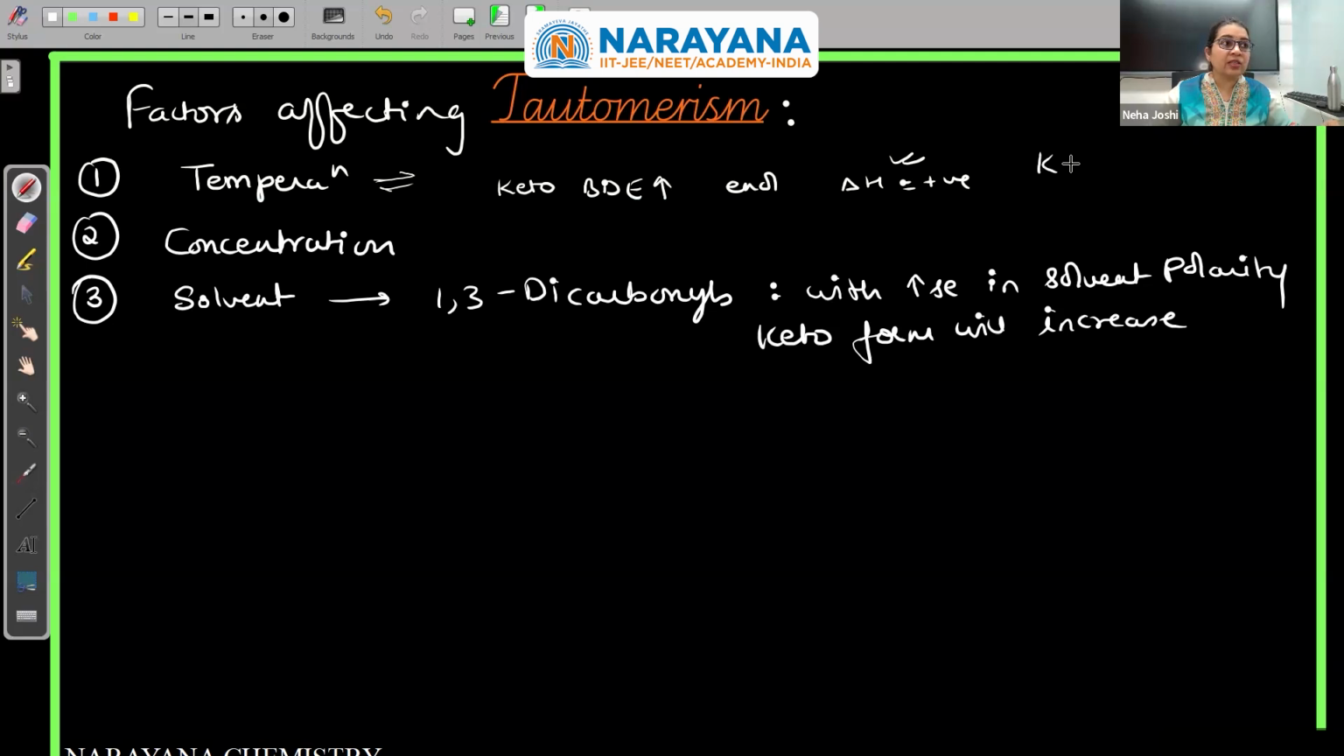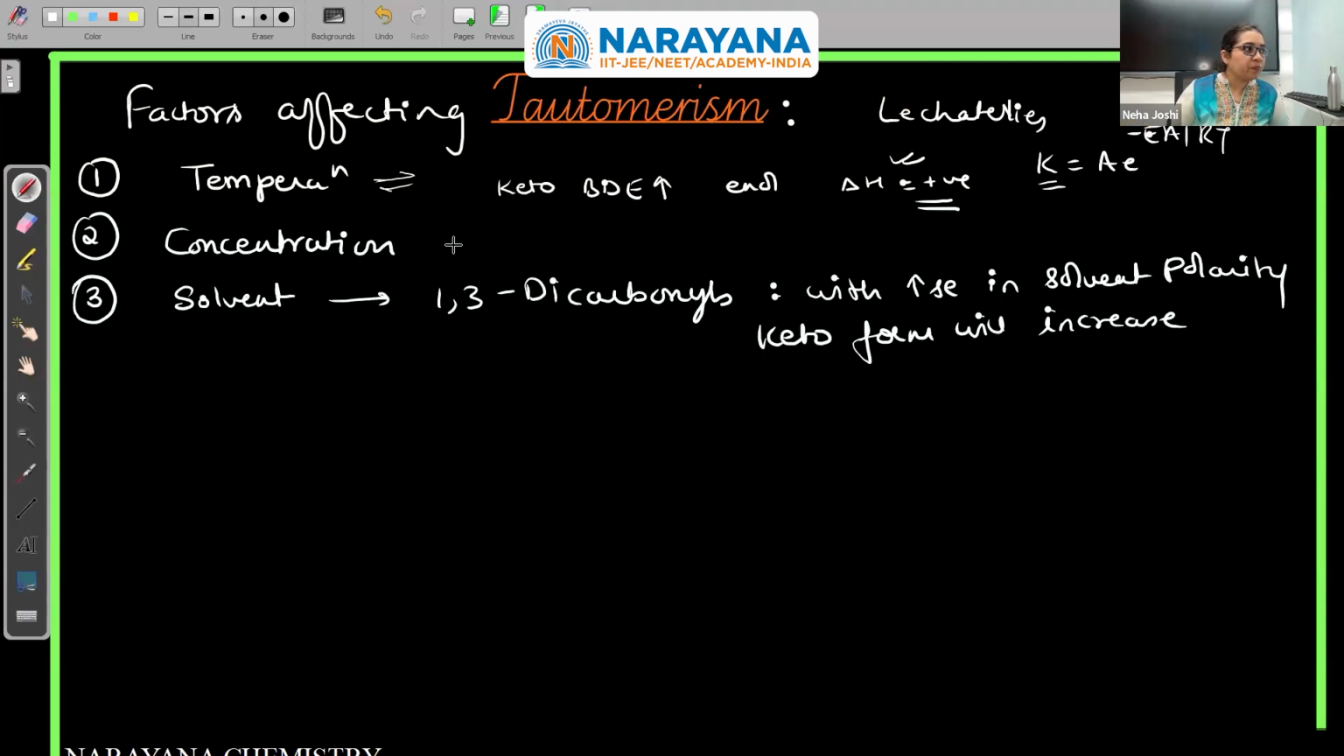And K is equal to A e to the power minus E by RT, and delta G is also affected by K. Forward, backward. Or I can further say Le Chatelier: delta H positive. If I change the temperature, then as per Le Chatelier, the direction of keto-enol will shift.